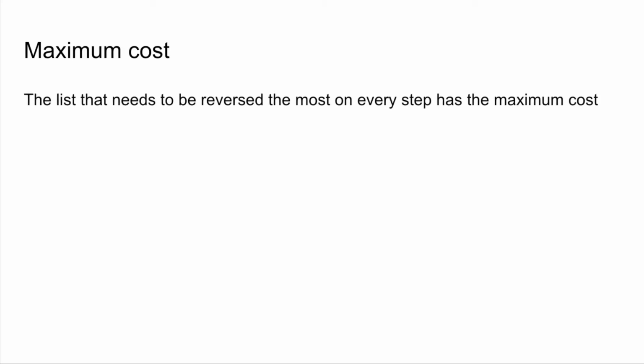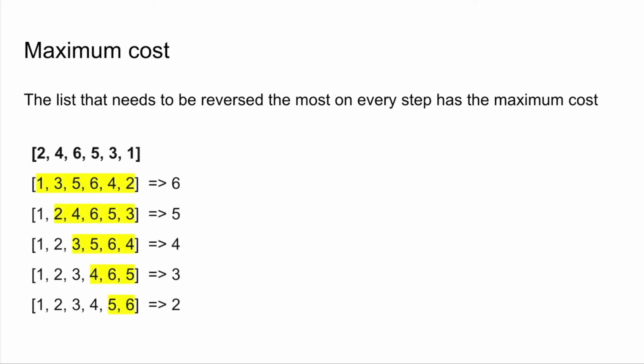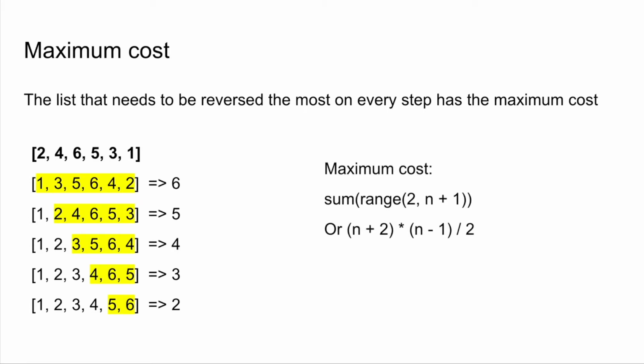What kind of list has the maximum cost? The kind that needs to be reversed the most on every step. For example, this is the maximum cost. If the given cost is not in this range, then the answer is impossible.